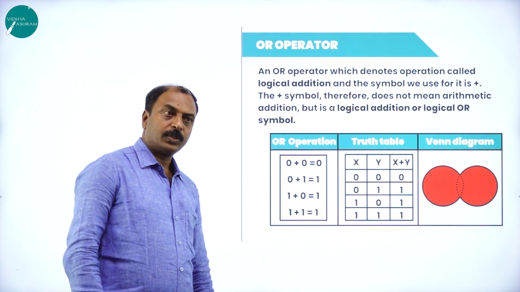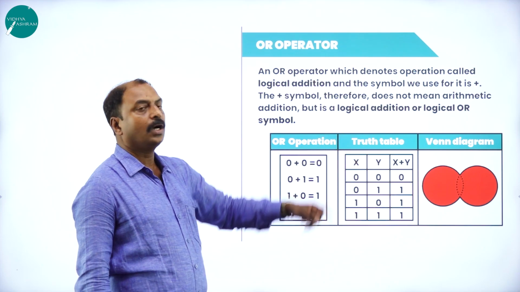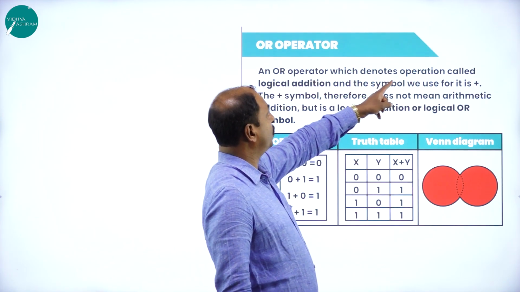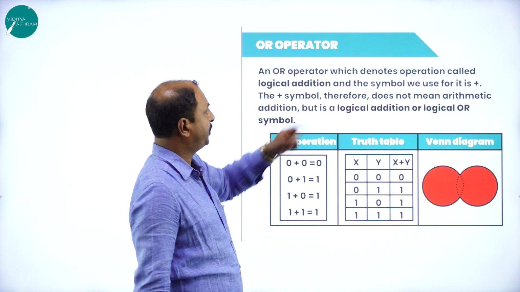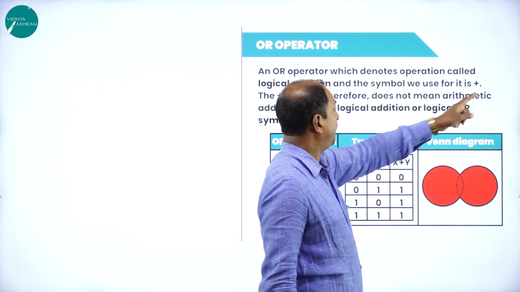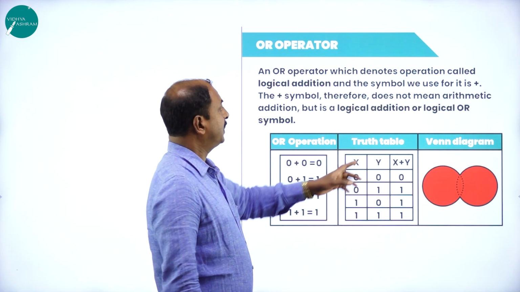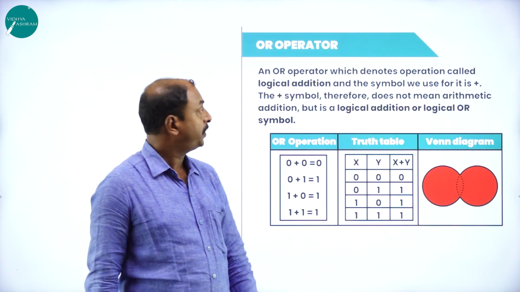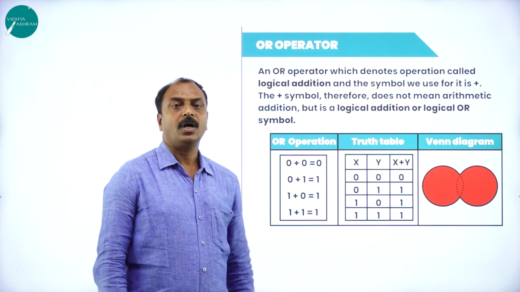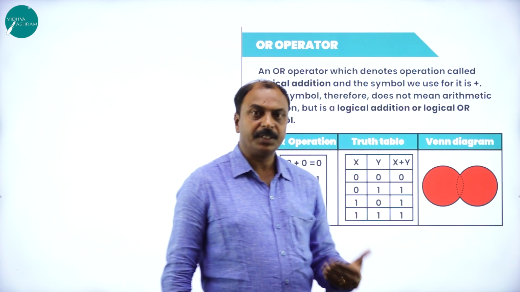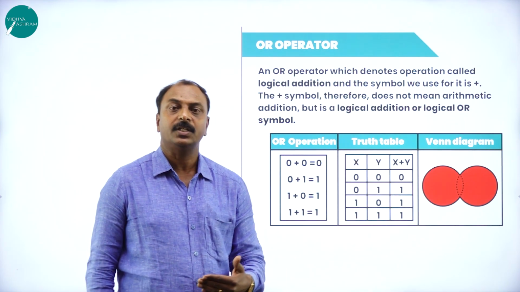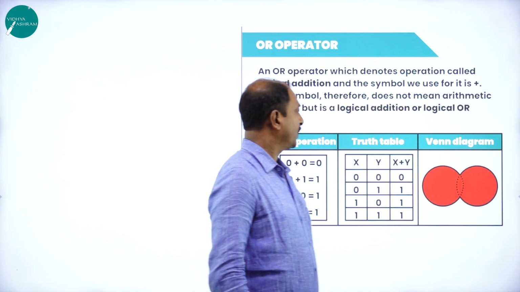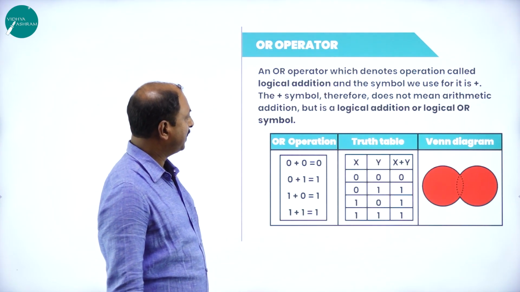Now let us move on to one more operator, the OR operator. What is the OR operator? The OR operator denotes an operation called logical addition, and the symbol is plus. It is not arithmetic addition. It is not an arithmetic operation. So the operation is called logical addition, and the symbol we use here is plus. Now look at the truth table here.